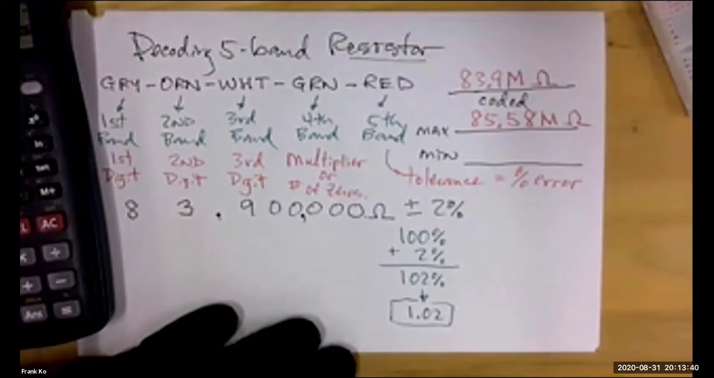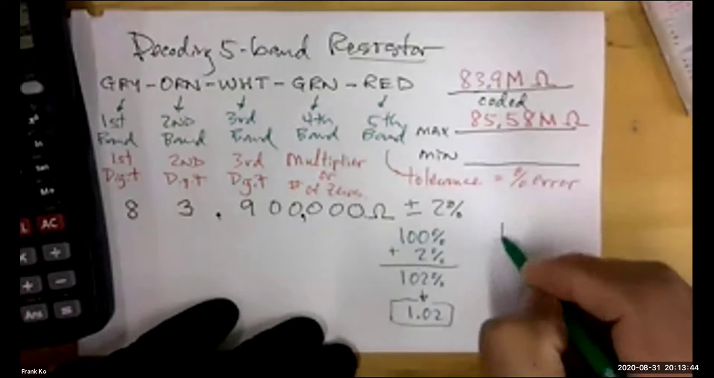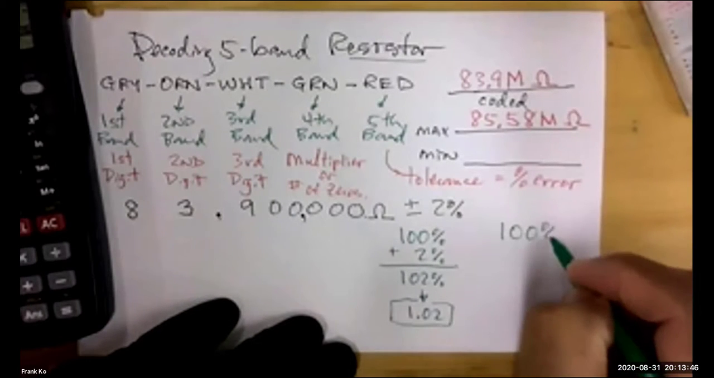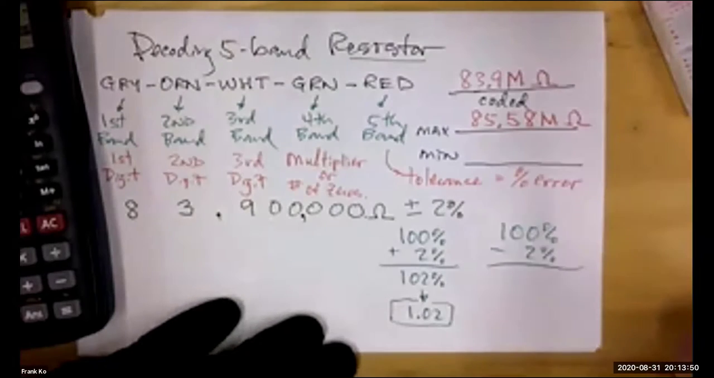Yes. Good. So now, one more thing to do. How about the minimum? The minimum would be 100% minus the 2%. What's 100% minus 2%, class?